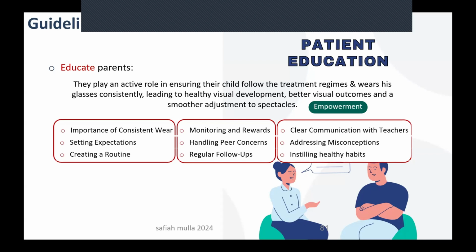It's very important to explain to them so they will make the child wear the glasses all the time. They can explain the situation to the teachers in the school and monitor the child there. They can give rewards to the child by encouraging, saying that if you do this, I will give you that, and so on. They will take care of their concerns at school.